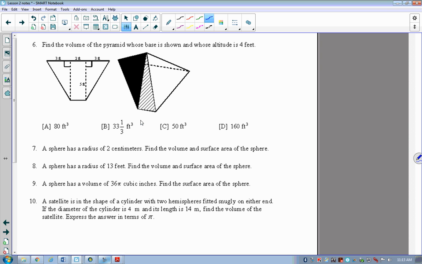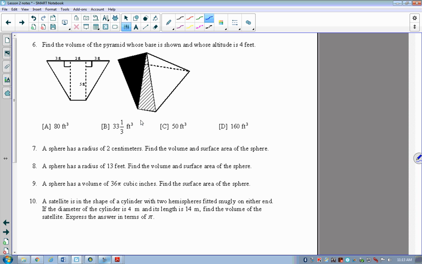All right, so it says that a satellite is in the shape of a cylinder that has 2 hemispheres fitted on either end. Okay, so it looks like a giant pill, right? You have seen a pill that's kind of cylindrical in nature, but it's curved around the edges, fitting snugly on either end. If the diameter of the cylinder, that'll throw you, because when we're talking about cylinders, what do we work with? Radius, okay, is 4 meters. So I need to probably go ahead and change this to 2 meters for my equations, right? And its length is 14 meters.